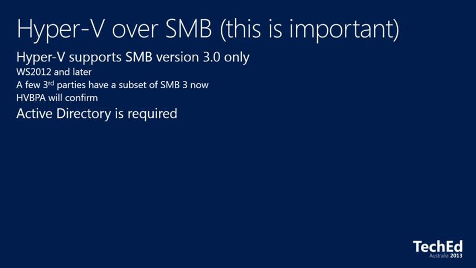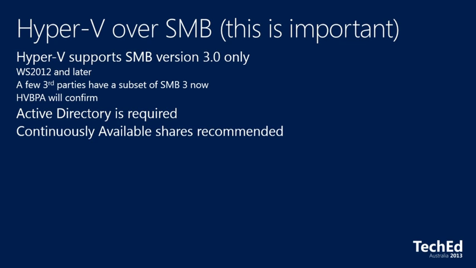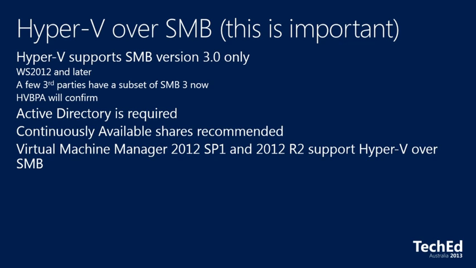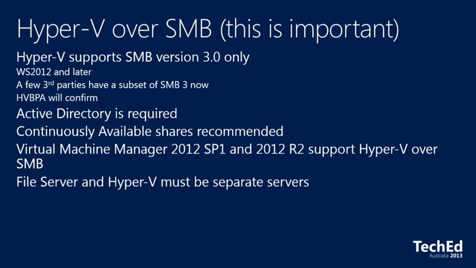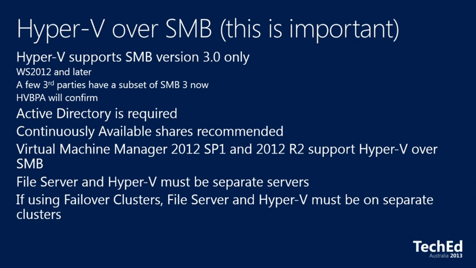You need Active Directory. You should use what are called continuously available shares. I talked about scale out and transparent failover before. Continuously available shares just means that the share supports being able to handle failovers. You can manage it with VMM, 2012 or later. You have to have the file server and Hyper-V on different servers. They can't all smash it all up into one machine. And if using failover clusters, they must be separate clusters.